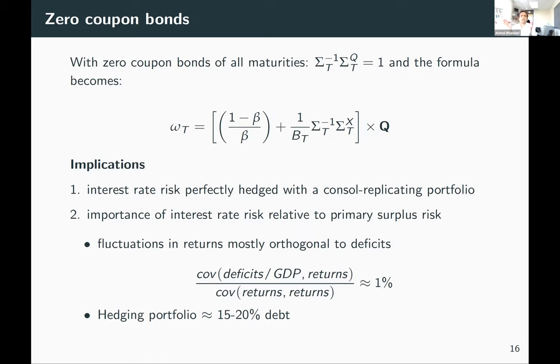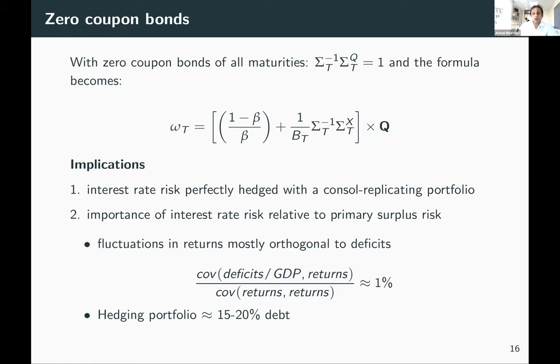And this is a great security. If interest rate risk was the only concern for the government, a console is great, because once you issue the console, you're done. You have a smooth path of debt payments or debt service, and you can smooth taxes perfectly.